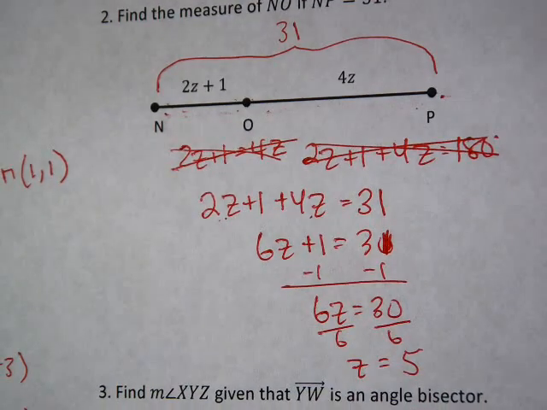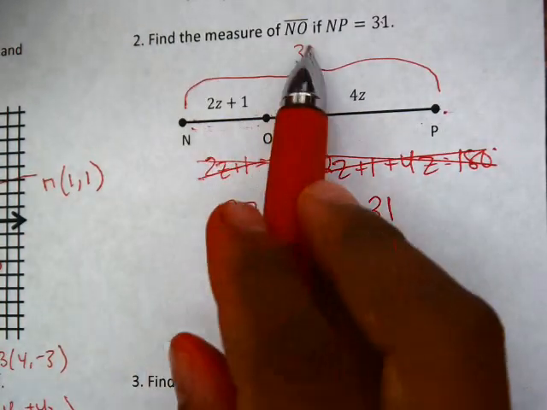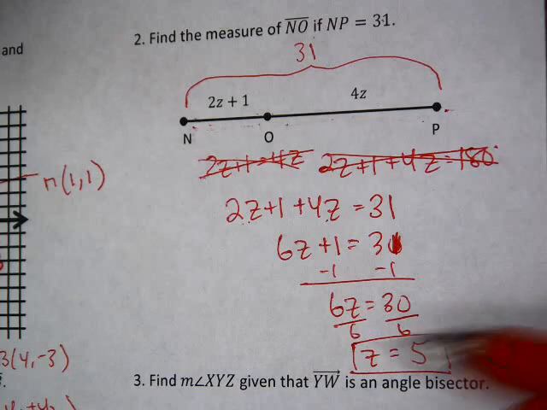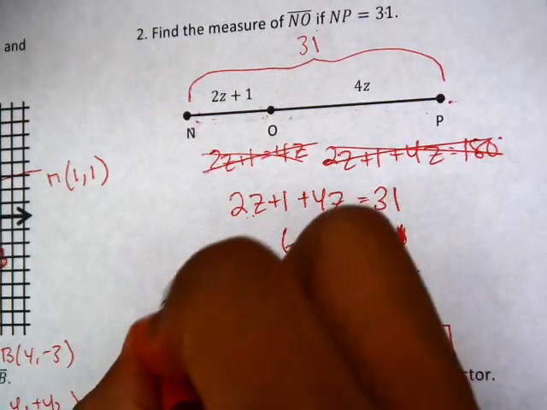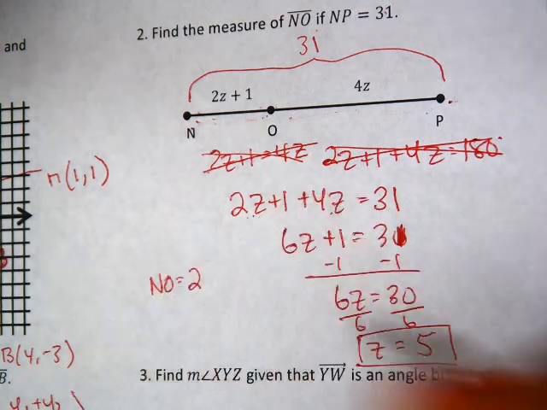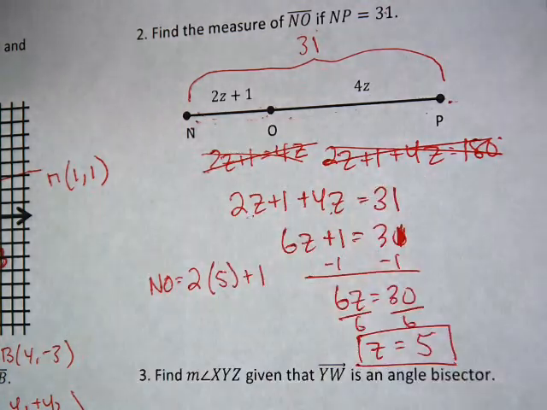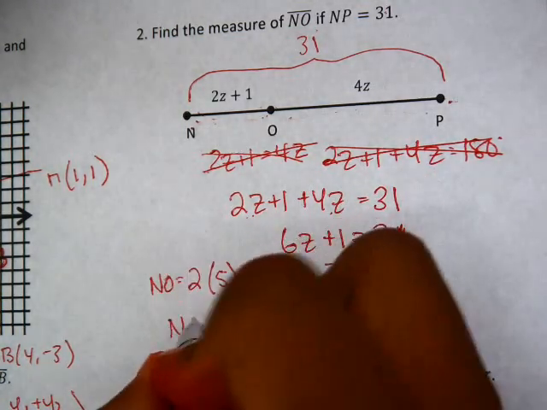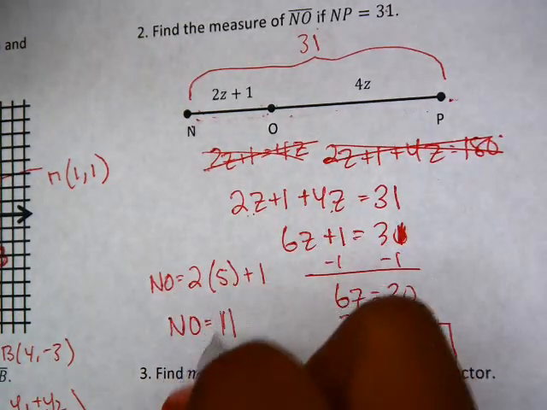I go back and read the problem because I want to know if I can stop there. It says find the measure of NO. I found what z is equal to, so I didn't actually complete the problem yet. I need to find NO. So I'm going to substitute. NO is 2z plus 1. Z was equal to 5, so 2 times 5 plus 1. The length of NO is 11. That's my answer.